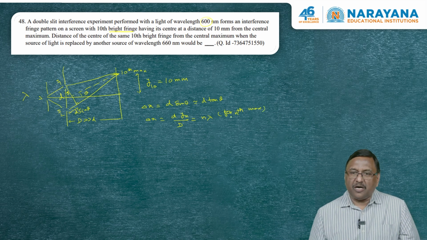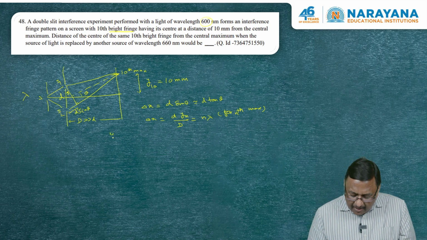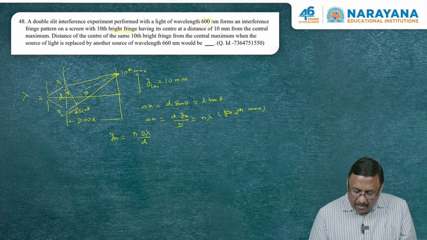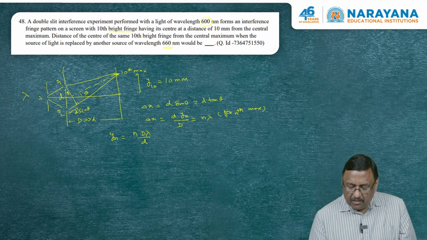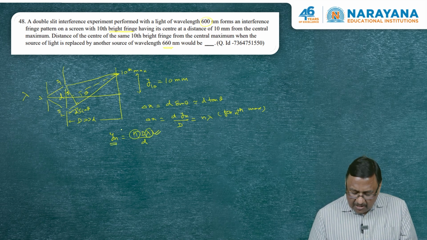The question is demanding the 10th maxima, so not an issue. We can make n as 10 here. I can write yn is equal to n times capital D lambda upon small d. You understand this now. He is asking for the distance of the 10th bright fringe from the central one; he is simply changing the wavelengths. If he is changing the wavelengths, y is depending on lambda. He is not changing my n.